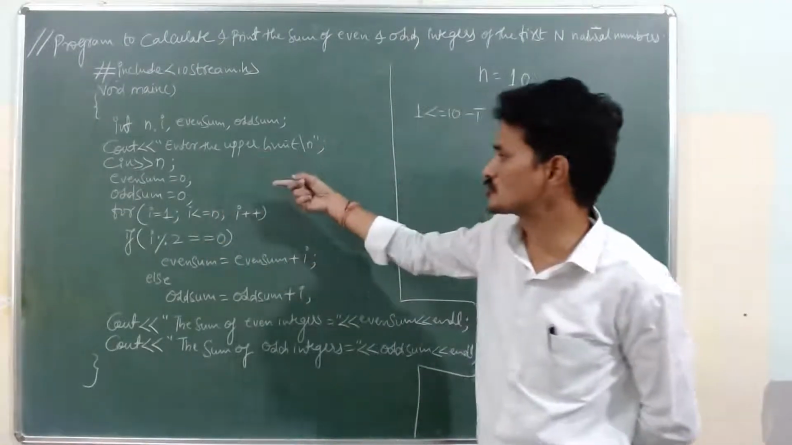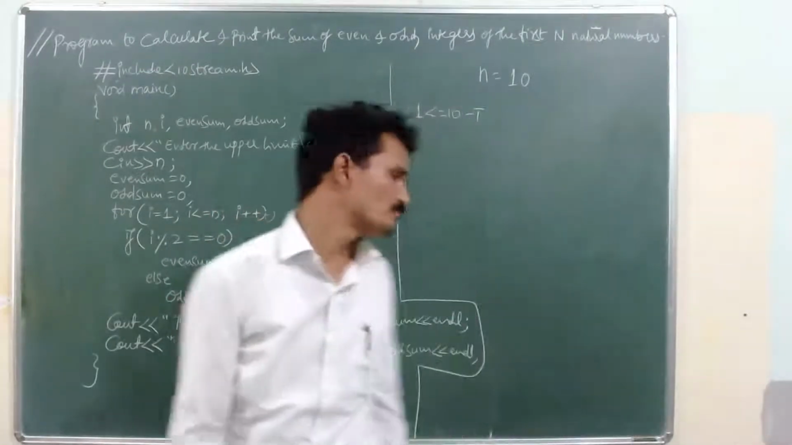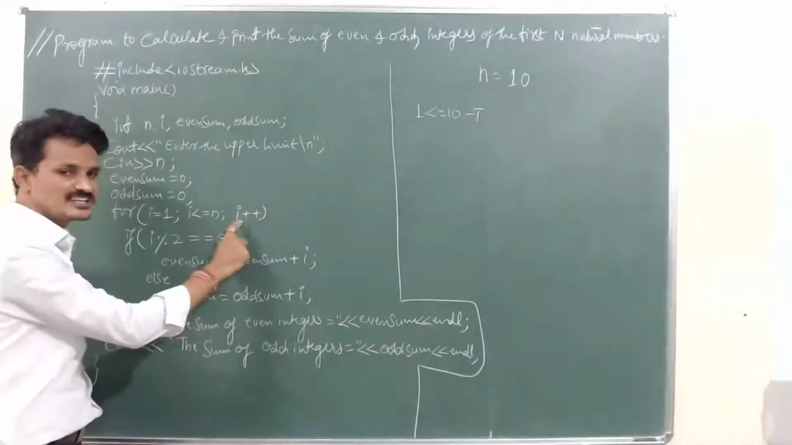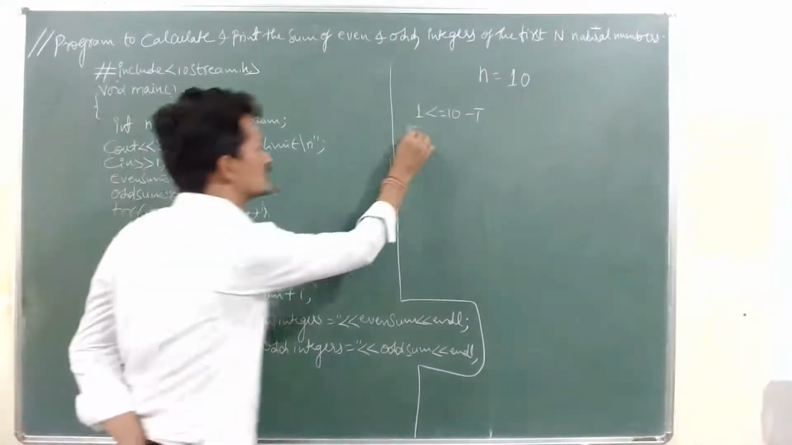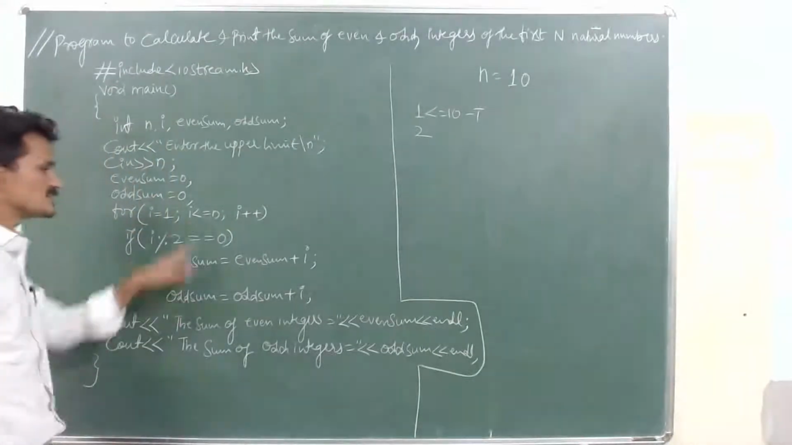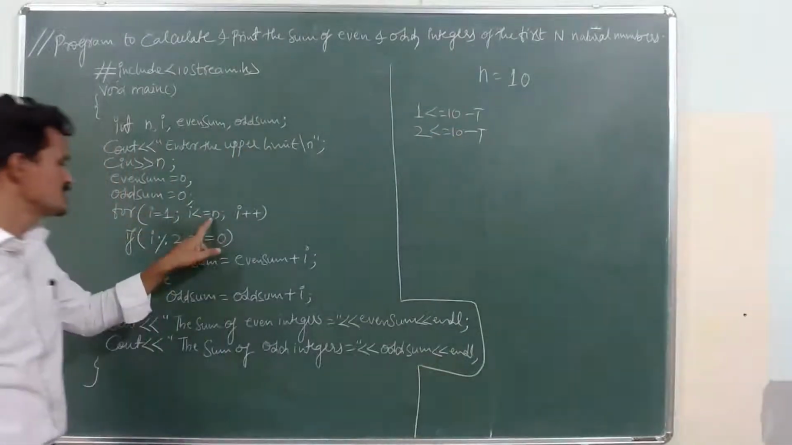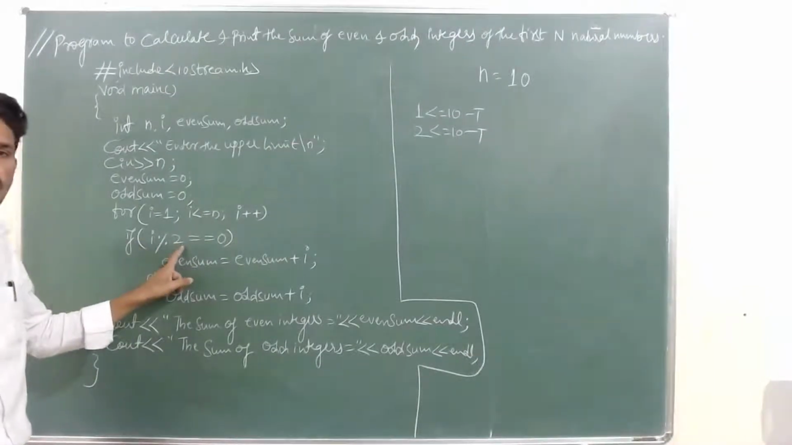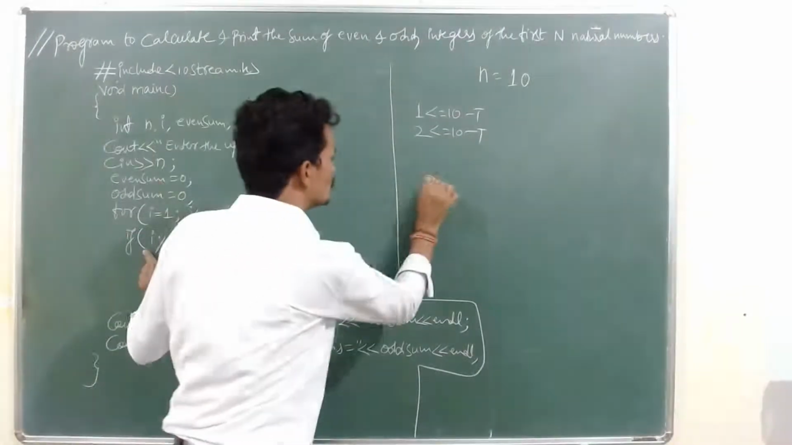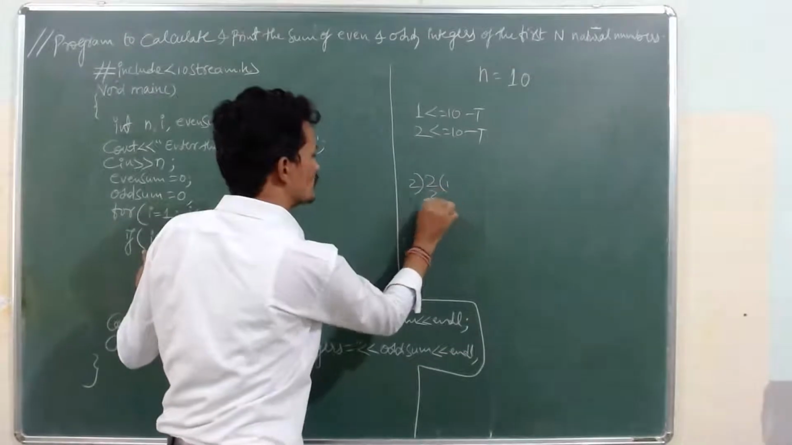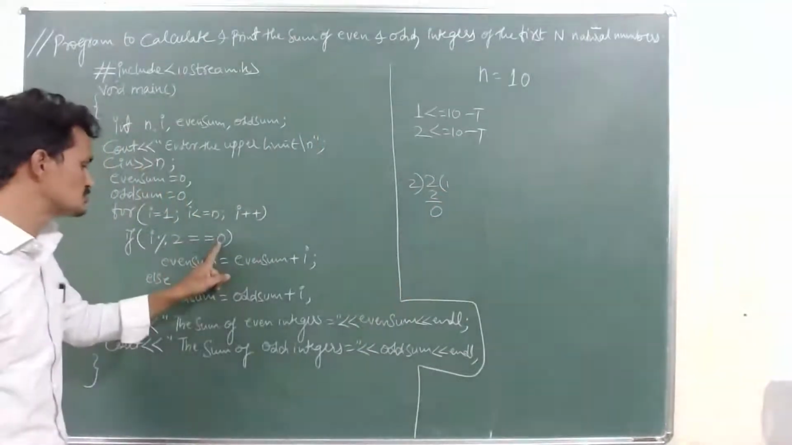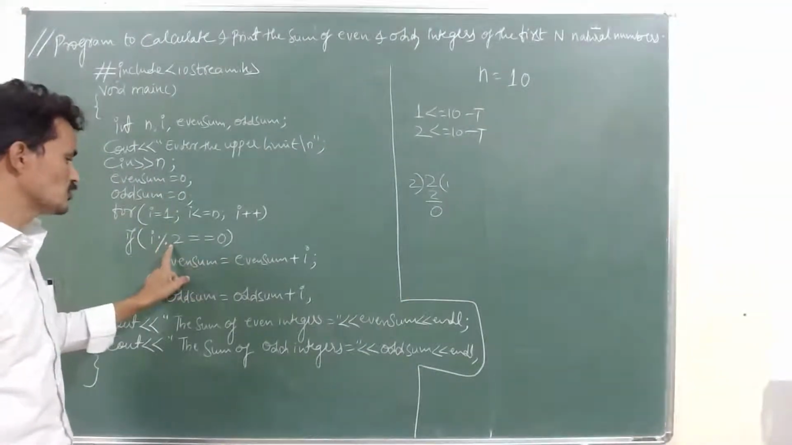Again it goes to the for loop. i gets increased by 1. i becomes 2 this time. 2 is less than 10, yes, it is true. True means again, if i mod 2, what is the value of i? 2 mod 2. 2 ones are 2. The remainder is 0. 0 is equal to 0.